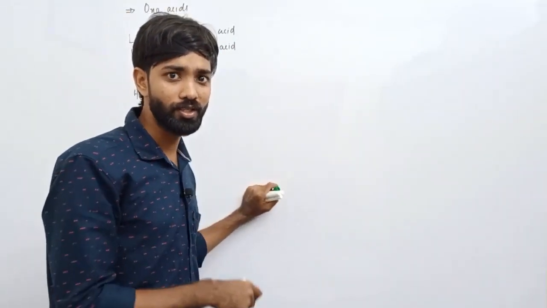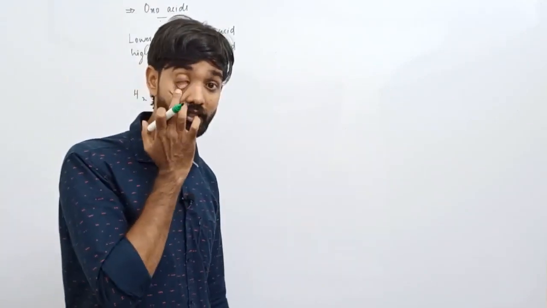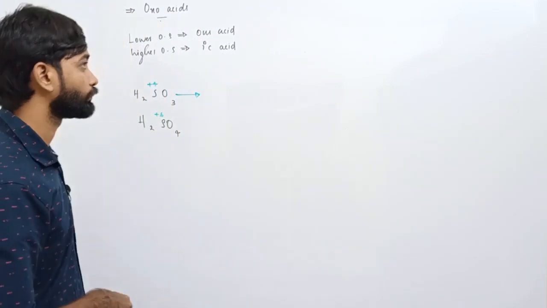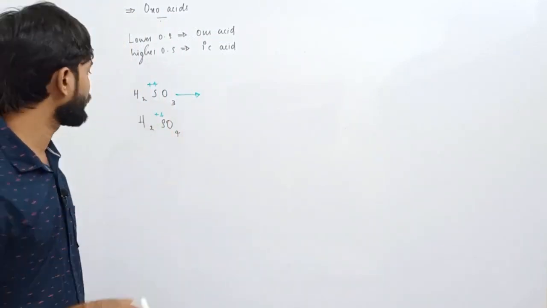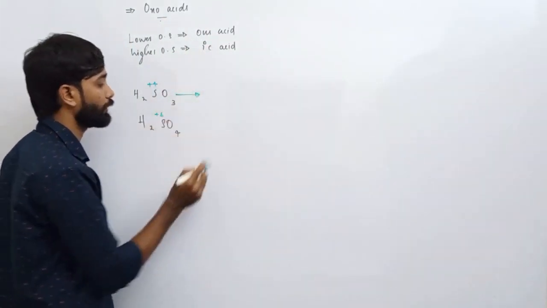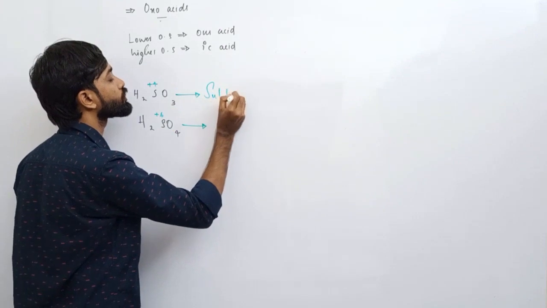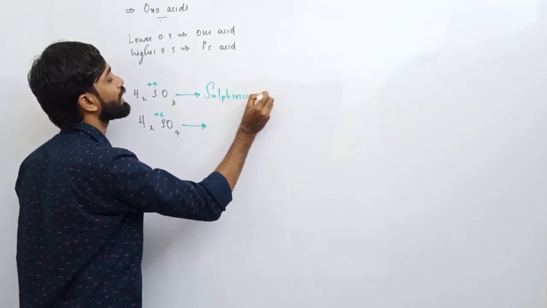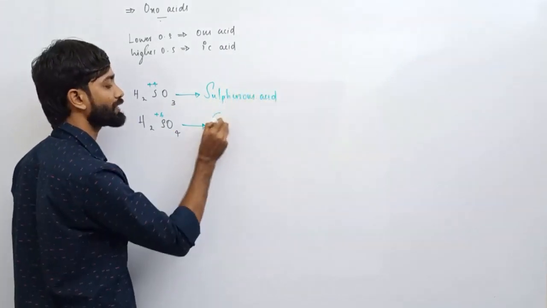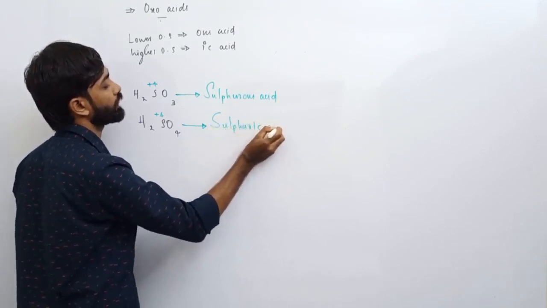sulfuric acid. It is a well-familiar name, right? Everybody knows sulfuric acid. With the higher oxidation state of sulfur, which is +6, that's why the name is sulfuric acid. So here sulfurous acid, and here sulfuric acid. See the difference.